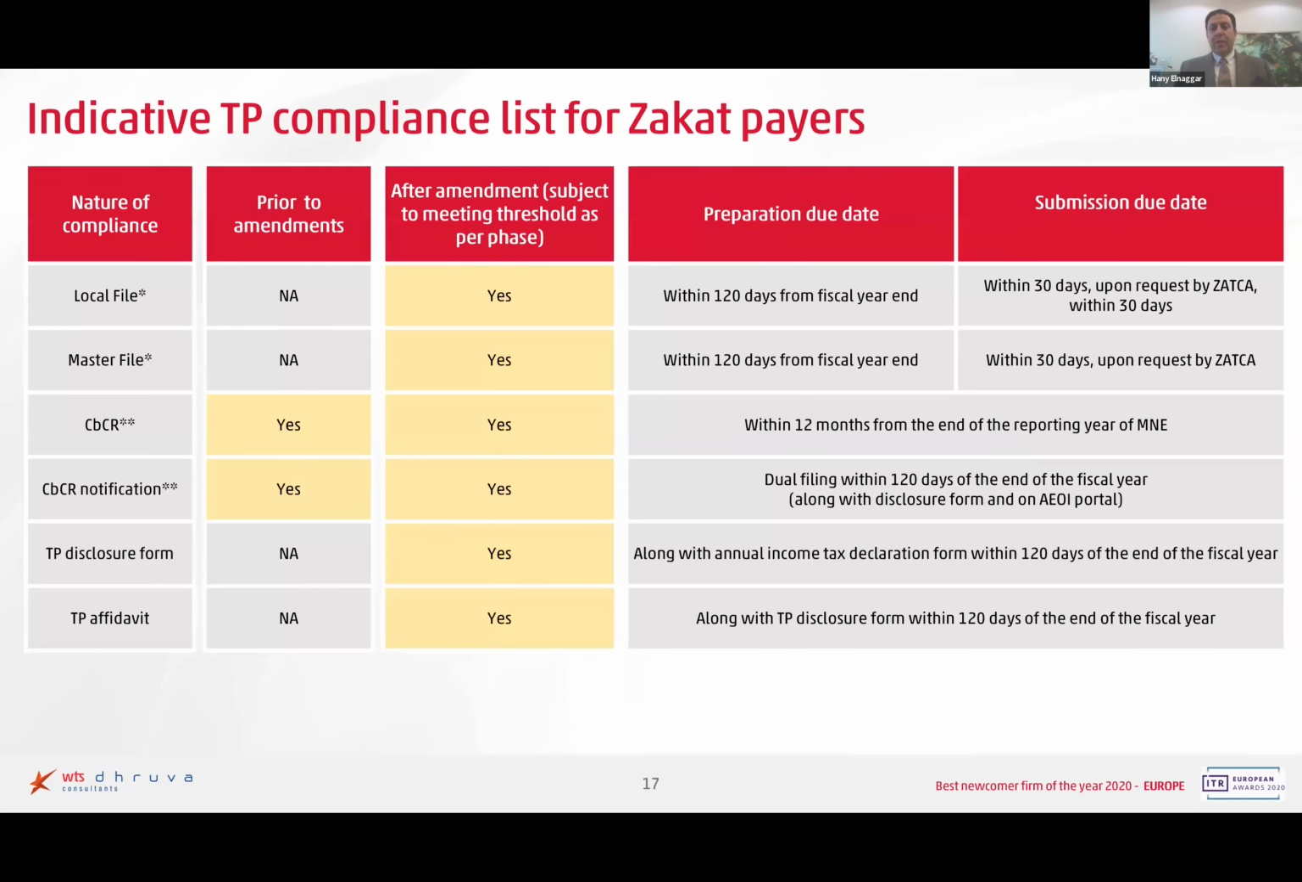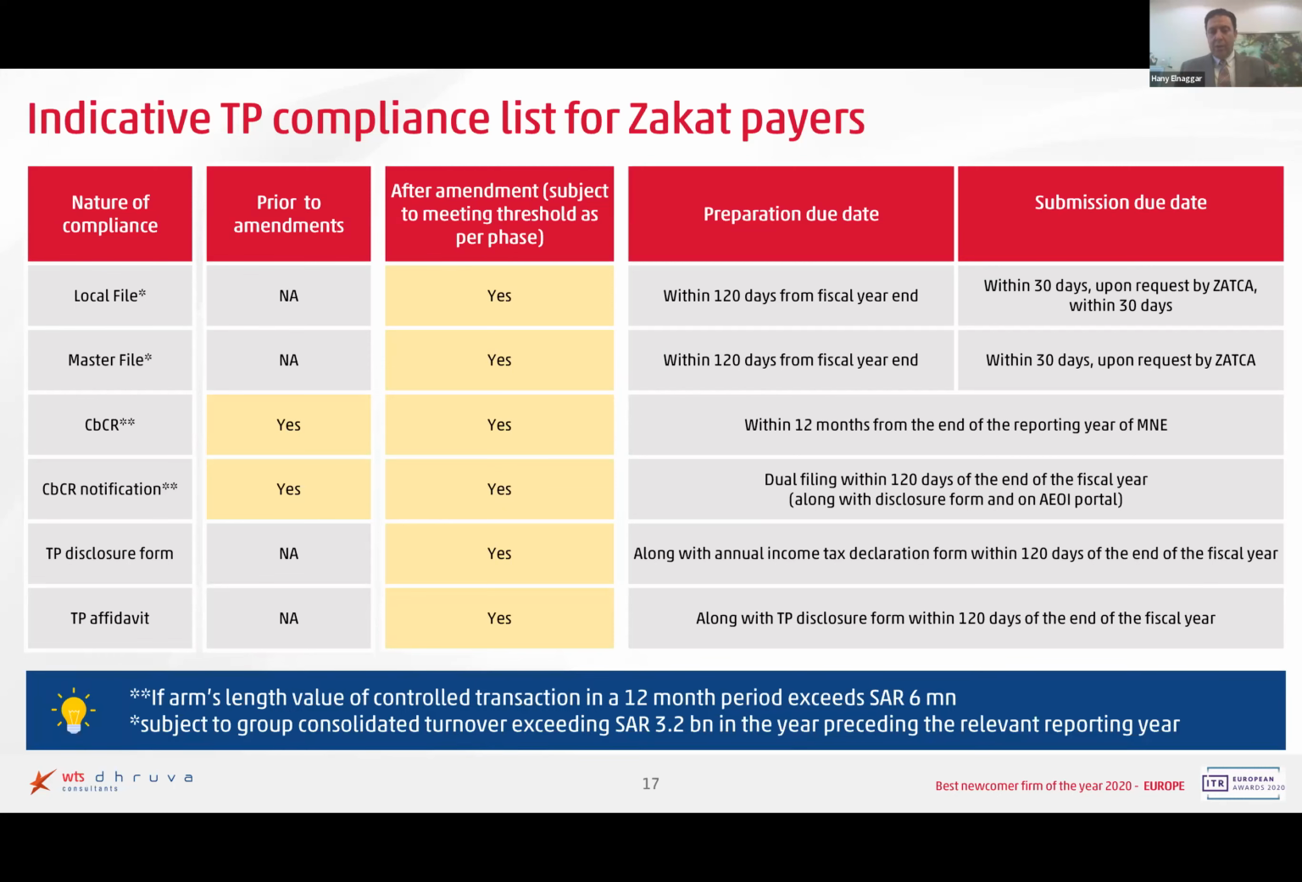The preparation date, due date, and submission date will remain the same as for the taxpayer, which we covered in previous slides: 120 days for both local file and master file. Submission will be 30 days upon request by ZATCA. And for other compliance items, CBCR is within 12 months from the end of the reporting year. Notification is due for filing within 120 days, like we also highlighted for the taxpayer. The disclosure form goes along with the tax declaration or Zakat declaration in this case, and the TP affidavit along with the TP disclosure, within 120 days of the end of the fiscal year. So in summary, after these changes in TP in KSA, the Zakat payer will now be subject to all TP compliance requirements in KSA, starting from 1st of January 2024. Okay, please.